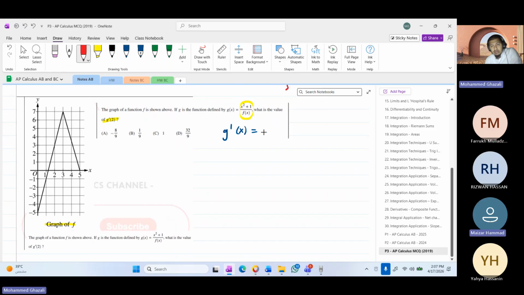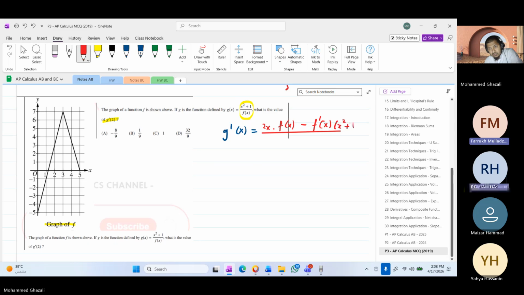Isn't it the basic rule of graphs that g double prime of x would equal f prime of x? It depends on the function. Look at the function that they told us. G of x is x squared plus 1 over f of x. So in order to find g prime x, we have to differentiate this. What is the derivative of the top, x squared plus 1? Isn't it 2x? The rule is f prime g minus g prime f over g squared, right? So the top is 2x, leave the bottom, times f of x, minus differentiate the bottom, f prime of x, times leave the top, x squared plus 1, divided by f of x, all squared.